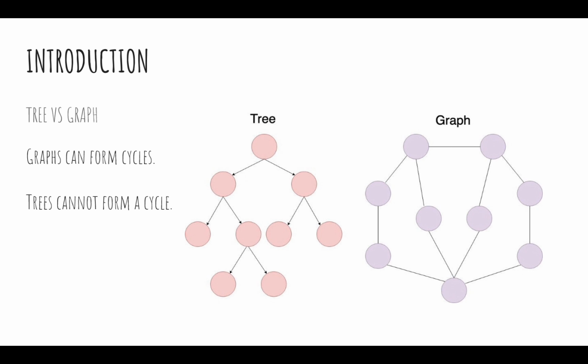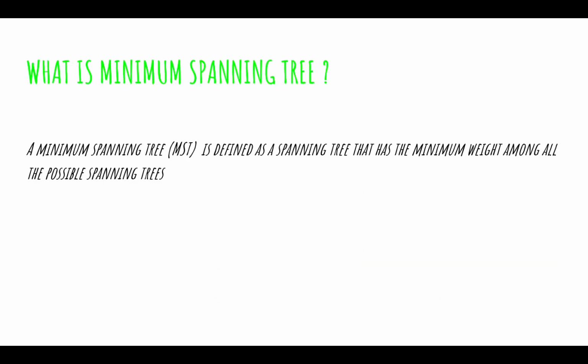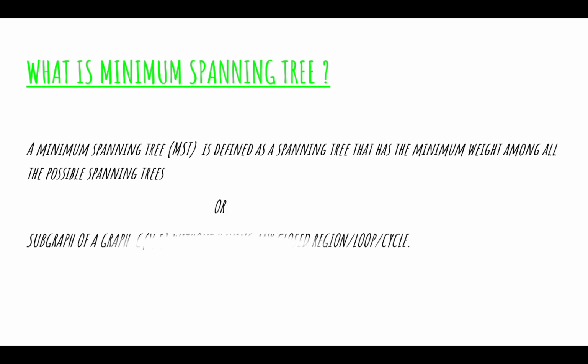Now, minimum spanning tree, which is also known as minimum cost spanning tree, is defined as a spanning tree that has a minimum weight among all the possible spanning trees, or a subgraph of a graph G(V, E) without having any closed region, loop or cycle.